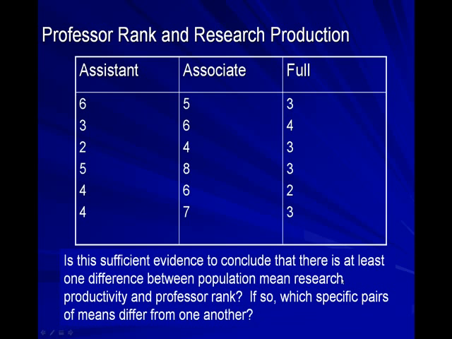So is this enough evidence to conclude there's at least one difference between population mean research productivity and the three groups of Professor Rank? And finally, if so, which specific pairs of population means differ from one another?